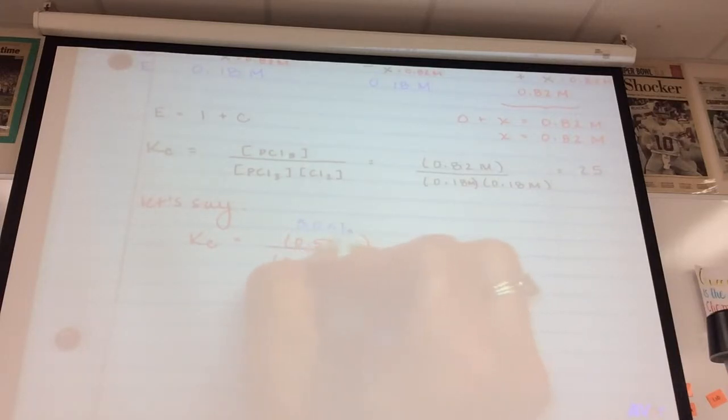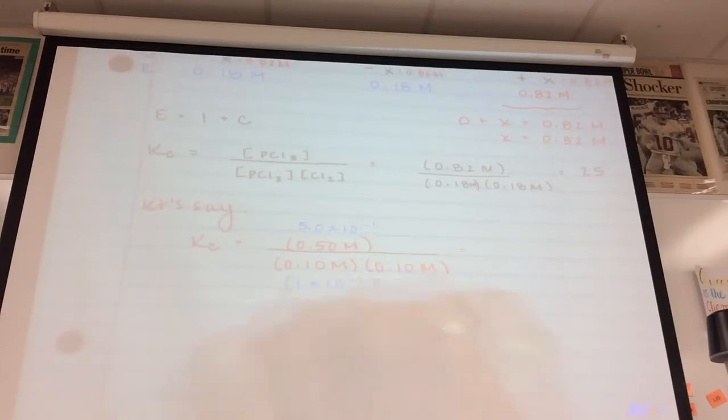I tend to go into scientific notation. And solve it this way. I know 5 over 1 is 5. This is that, and then -1 minus -2 is +1, so my answer is 50.